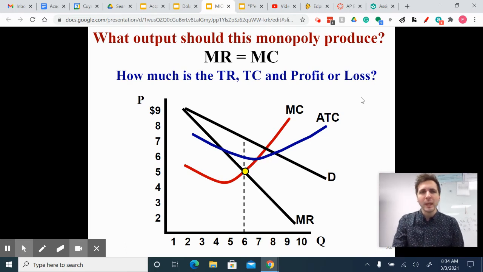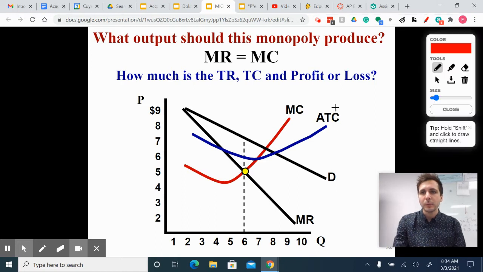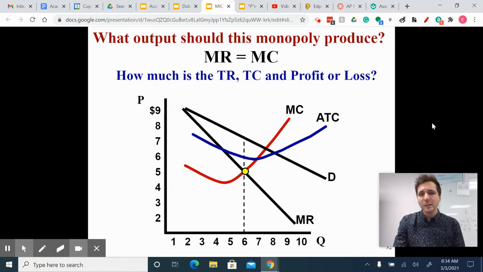Now here's a question. Can you determine total revenue, total cost, profit or loss? Well, what price is this firm going to charge at MR equals MC? Now, most people at this point say, well, they should charge a price of $5, right? I dash this over to $5. That's what they're going to charge. And yeah, that's what they would charge if they didn't have control over a marketplace.